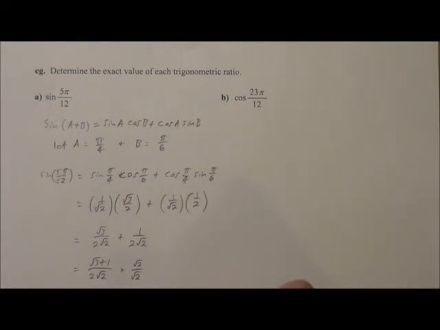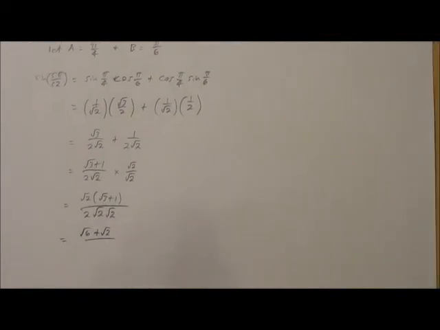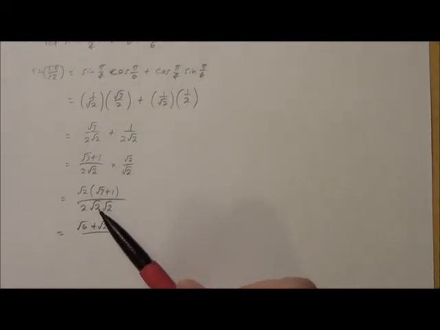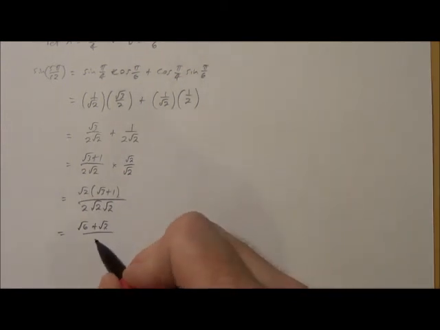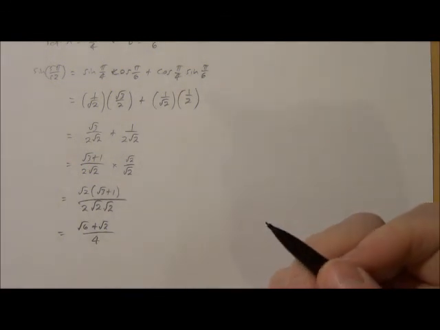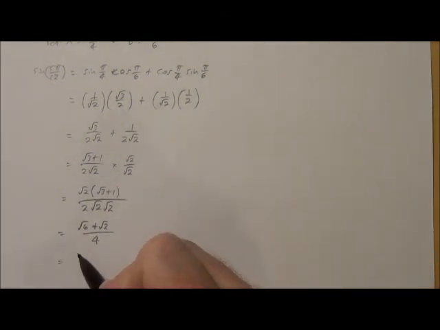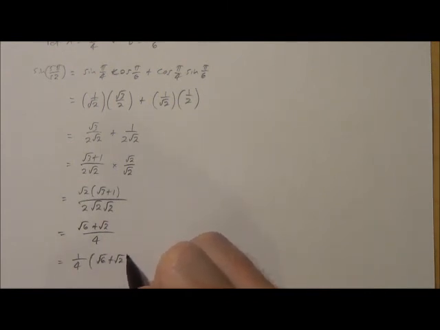I guess you could have left the numerator in the factored form if you like. And root 2 times root 2 is root 4, and root of 4 is 2, and then 2 times 2 is just 4. Okay, and that can sometimes be seen as 1 over 4 root 6 plus root 2, like that.